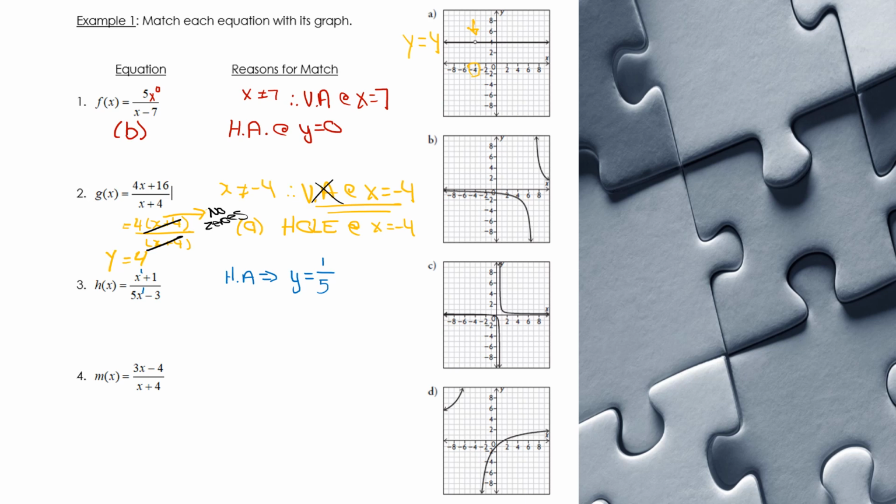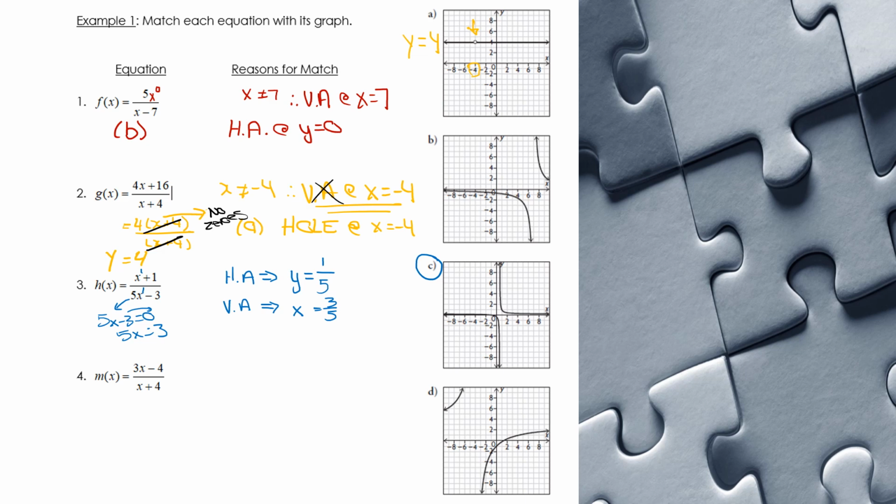And when I look at the denominator, I should have a vertical asymptote. And the vertical asymptote, so to figure that out, I need this to equal 0. 5x minus 3 equals 0. Bring the 3 over. 5x equals 3, and we get x equals 3/5. So that would be this graph right here, graph C.